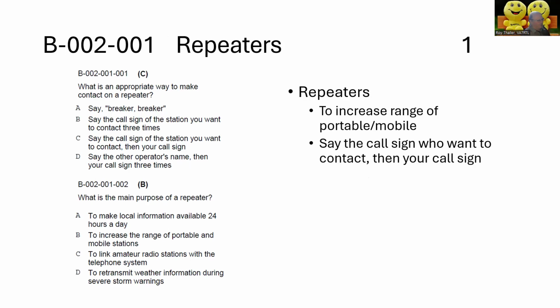So the first part has to do with repeaters. So what is the appropriate way to make a contact on a repeater? And the answer is C. Say the call sign of the station you want to contact, and then your call sign. And then the next question is, what is the main purpose of a repeater? And it's to increase the range of portable and mobile stations.